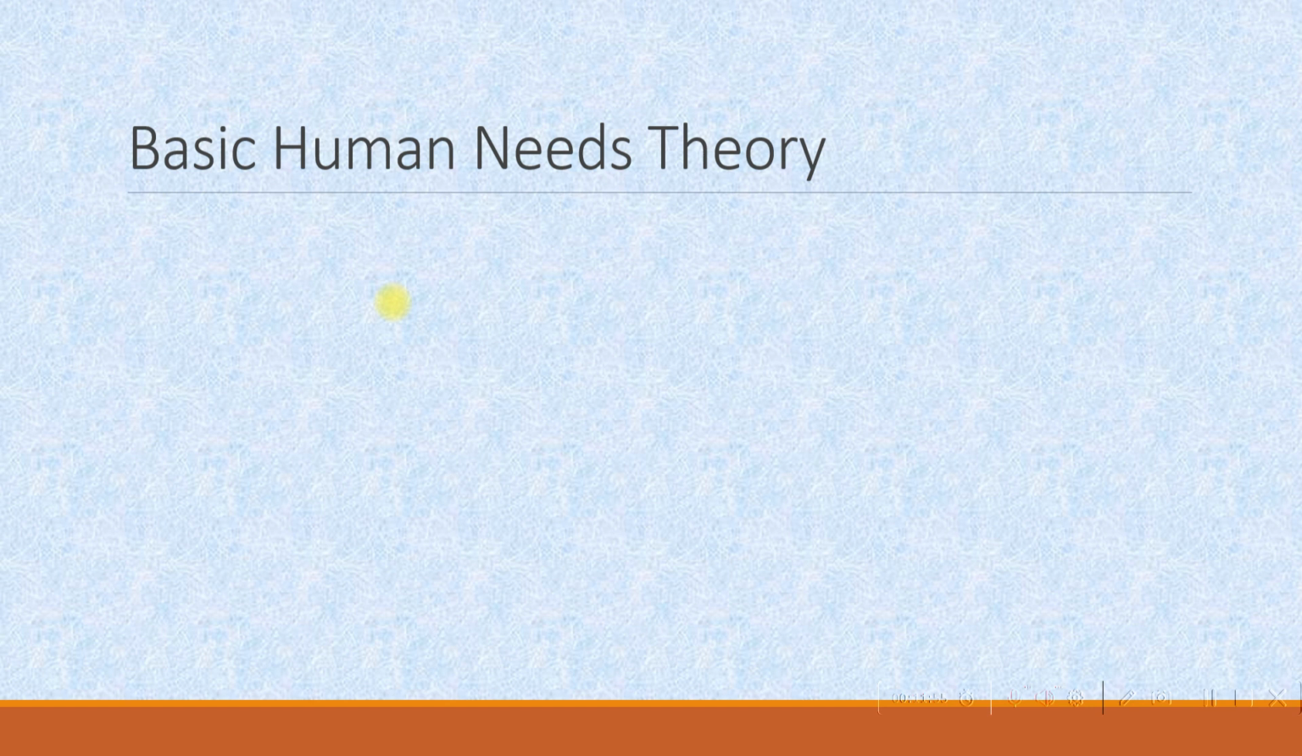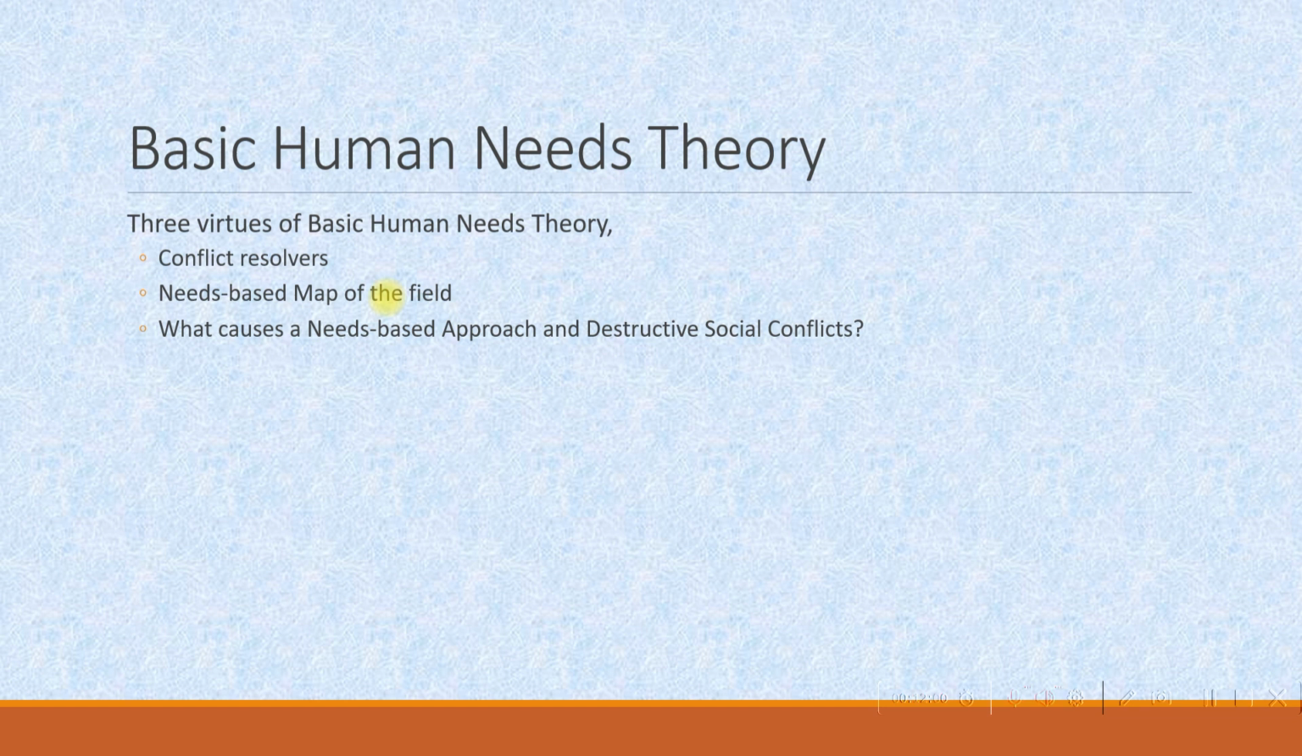Next, we'll take a look at what basic human needs theory is. Three virtues of basic human needs theory exist. One is conflict resolvers, the second is a needs-based map of the field, and the third is what causes a needs-based approach and destructive social conflict. We'll go through each of them very briefly. The first deals with conflict resolvers, who are asked to make a distinction among the numerous struggles that dealt with the trinity of force, law, and power-based negotiations. So that is conflict resolvers.